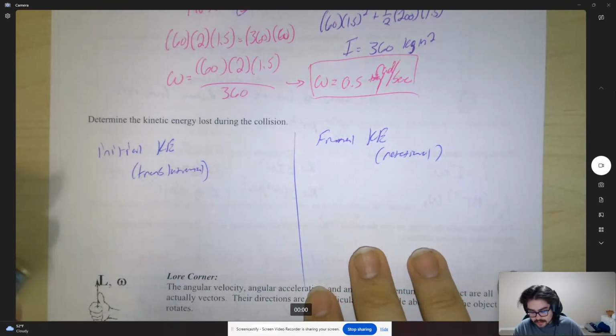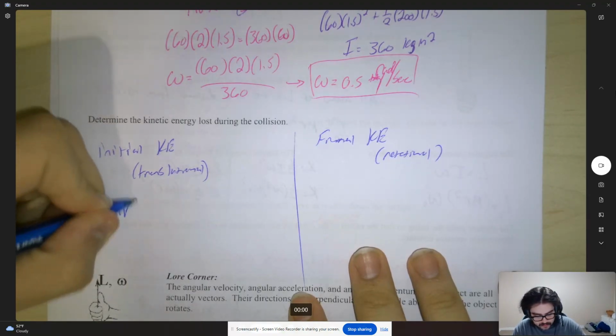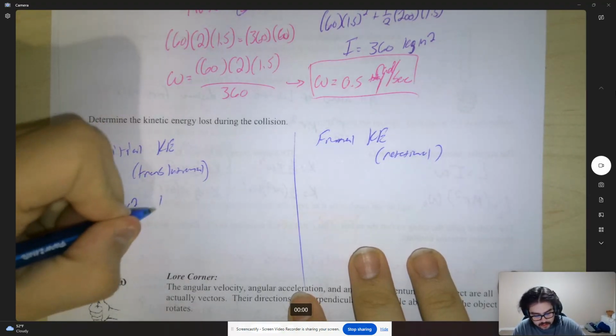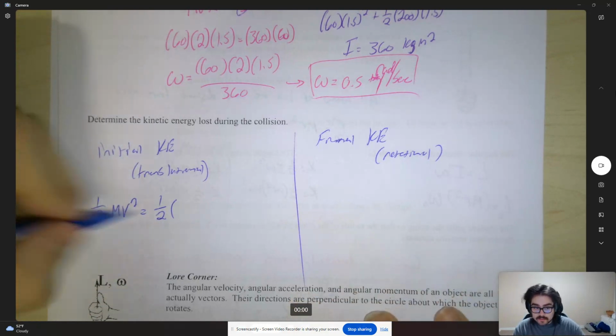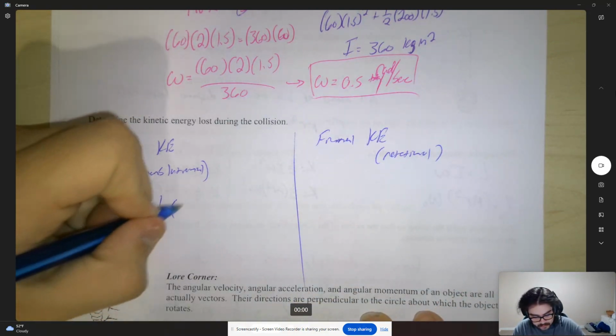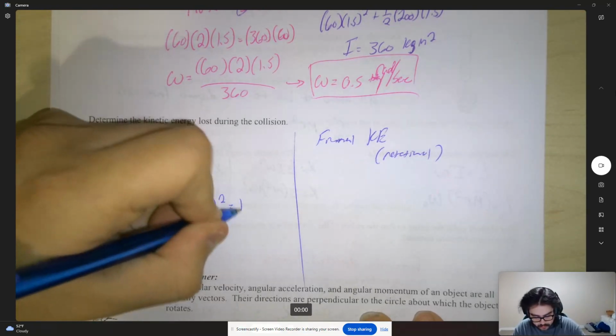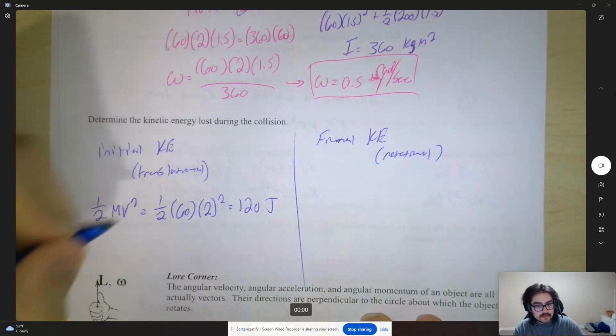The initial kinetic energy is going to be 1/2 mv squared. The mass is just Mr. Mitchell because only Mr. Mitchell is translating. So 1/2 times 60 times the velocity 2 squared equals 120 joules.